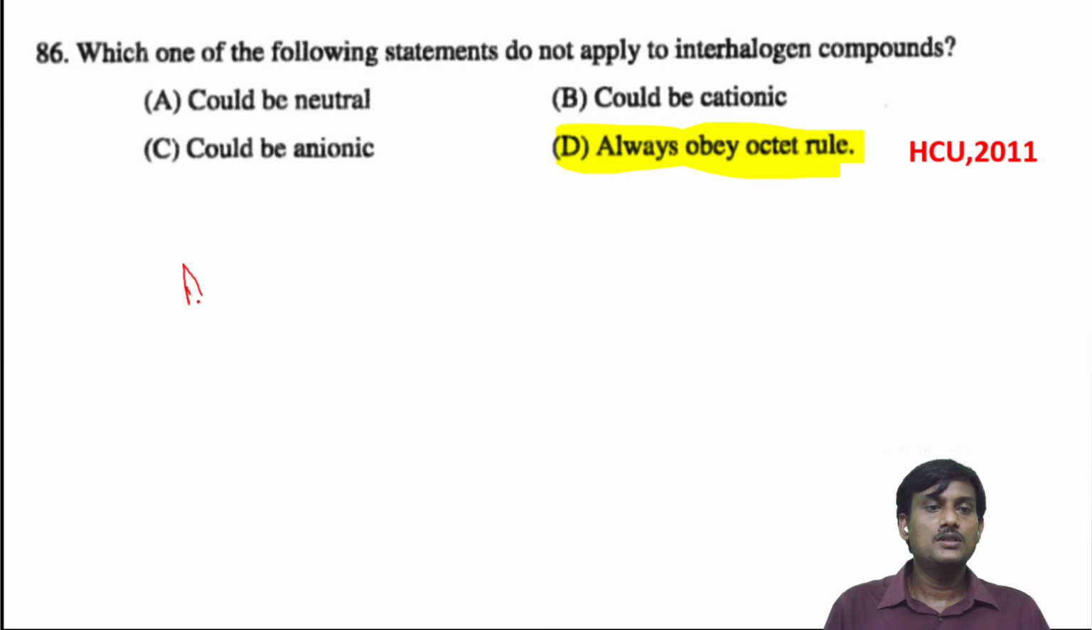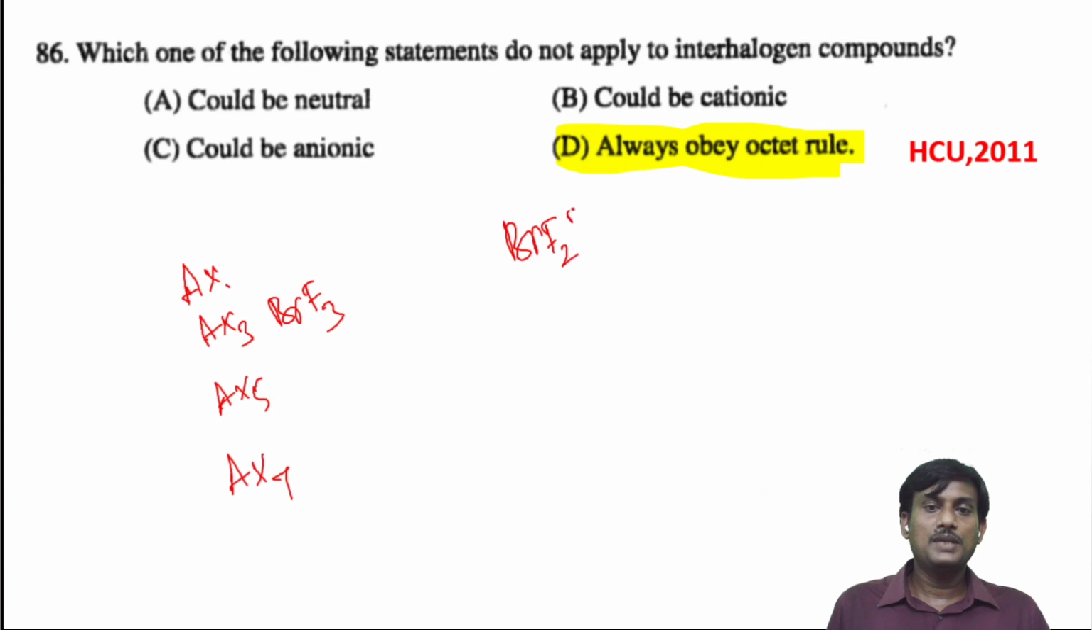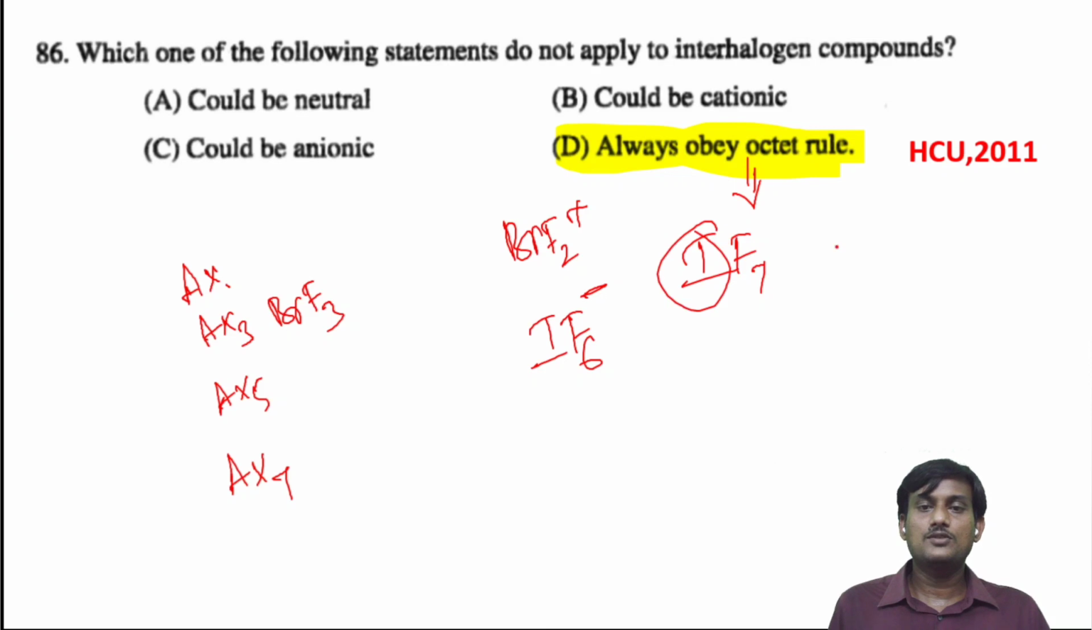Which one of the following statements does not apply to the interhalogen compounds? Interhalogen compounds are neutral; we have AX, AX3, AX5, and AX7 types. All these are neutral. If you take BrF3, it's neutral. They could be cationic: BrF2+ is cationic. And they could be anionic: IF6 minus is anionic. Always obeying the octet rule is not correct. If you take IF7, the number of electrons attained by the central atom is 14 electrons, not 8 electrons. So it's not correct.